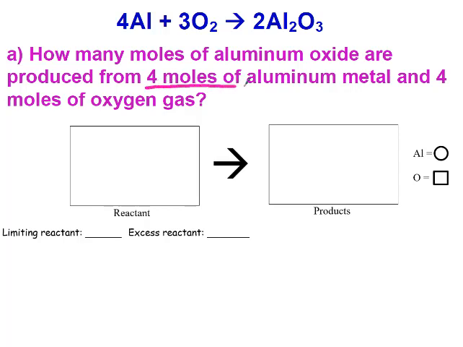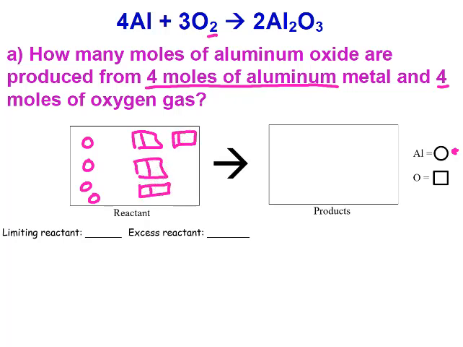So this time you had 4 moles of aluminum, and aluminum is not diatomic, and aluminum is the circle. So we have 4 circles, and they should all be separated since it's not diatomic. And then we have 4 moles of oxygen gas. That is diatomic, and that time oxygen is a square. So 1, 2, 3, 4. So we have our 4 oxygen and 4 aluminum. Just looking at my balanced equation, I need more aluminum to react than oxygen. So I'm going to guess that my aluminum is going to be my limiting reactant since I need more of that to react than oxygen.